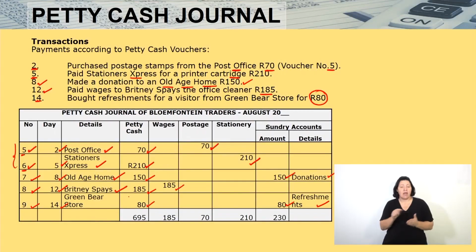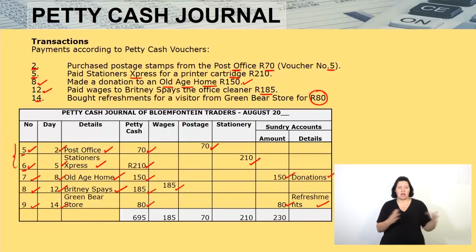Okay. Now, after you have done that, you now have to total your journal. I want you to grab a calculator. I want you to confirm if the numbers that I have here on your screen are correct. So with me, please punch in. Start with your 70 plus 210 plus 150 plus 185 plus 80. How much are you getting? You should get 695 rands.